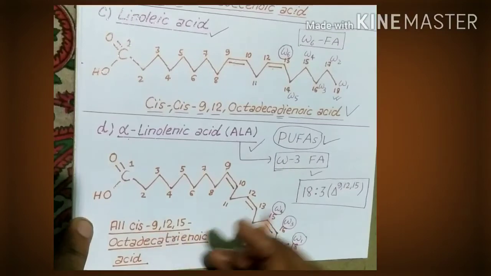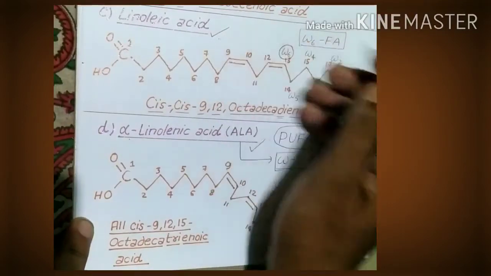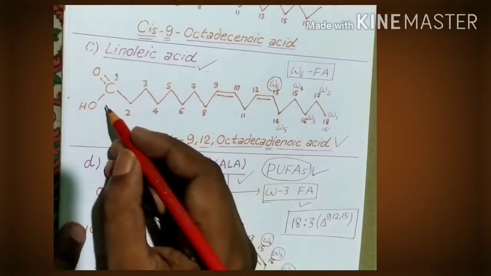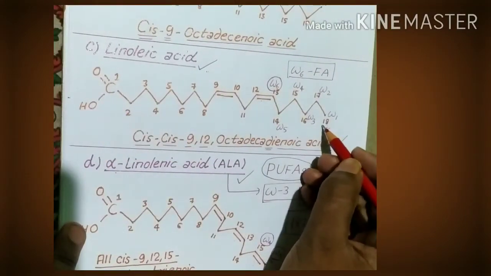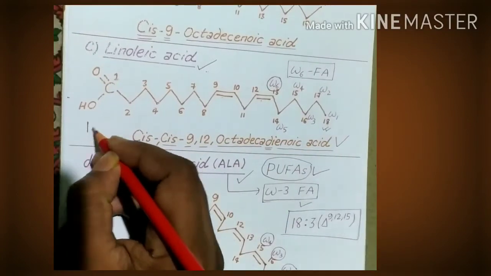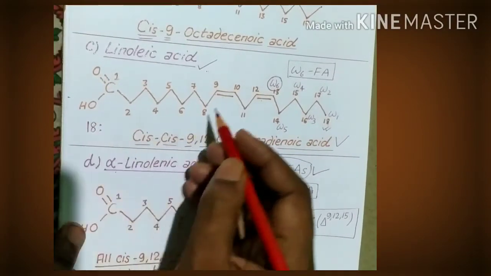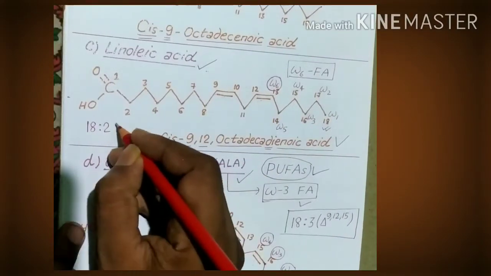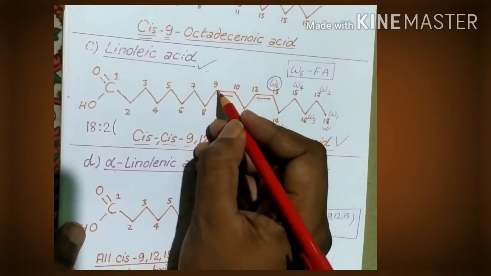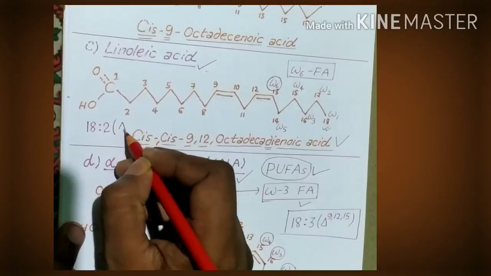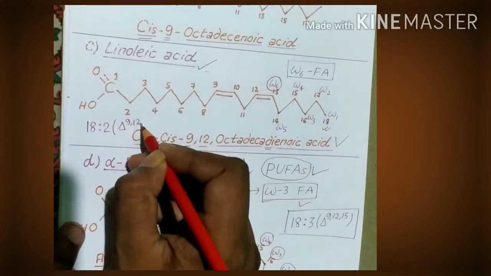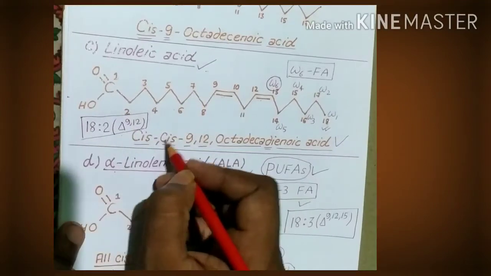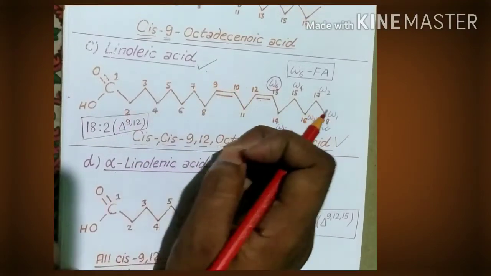Now linoleic acid is represented as follows. Here you count the number of carbon atoms, that is 18. So this is 18:2. How many double bonds are present? 2 double bonds, so this is 2. And what are the positions of the double bonds? 9th and 12th, so delta 9, 12. So this is the representation of the carbon skeleton of this fatty acid.